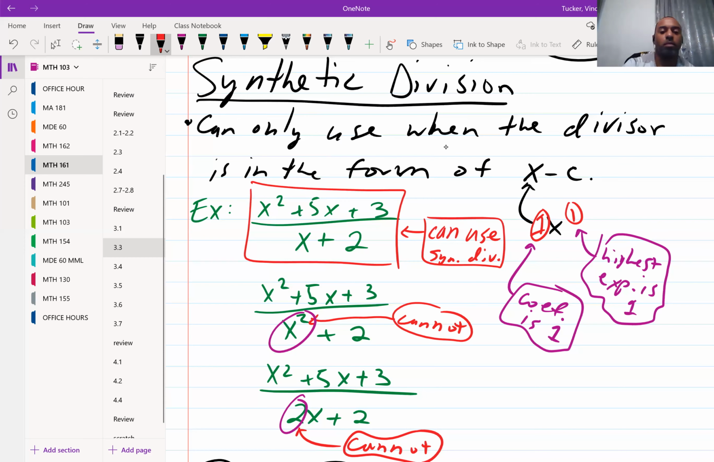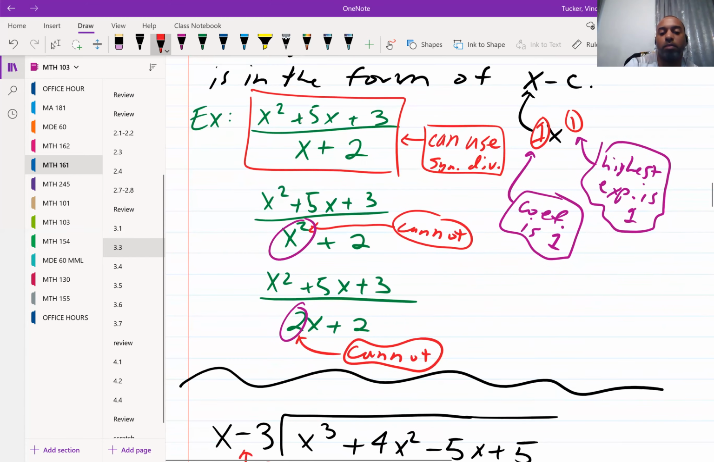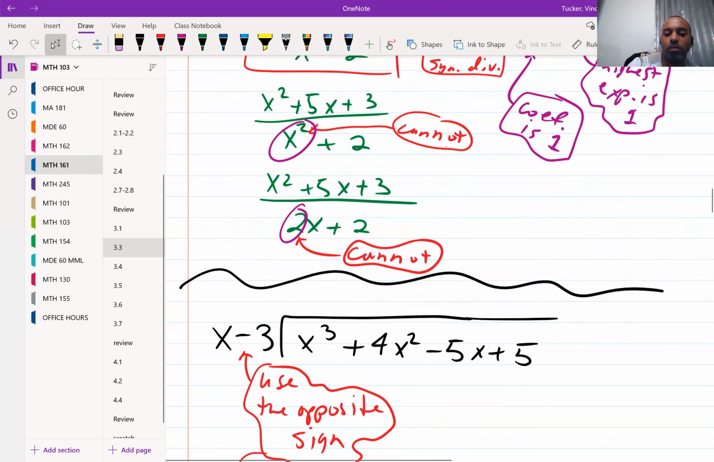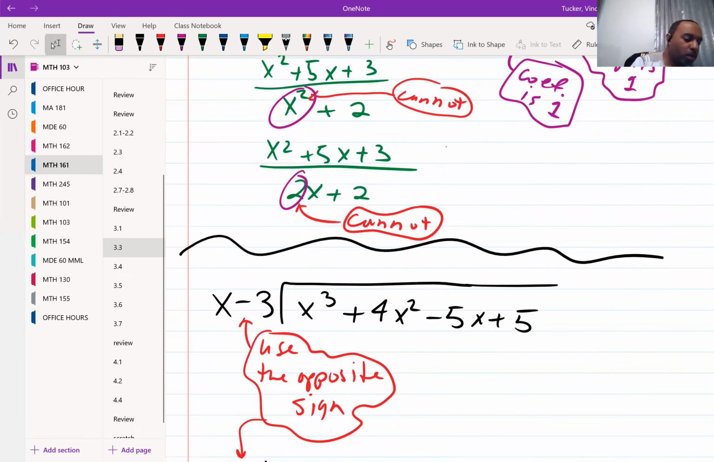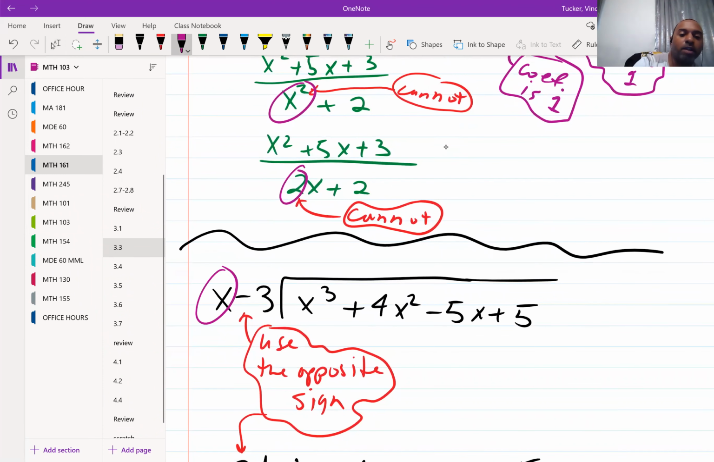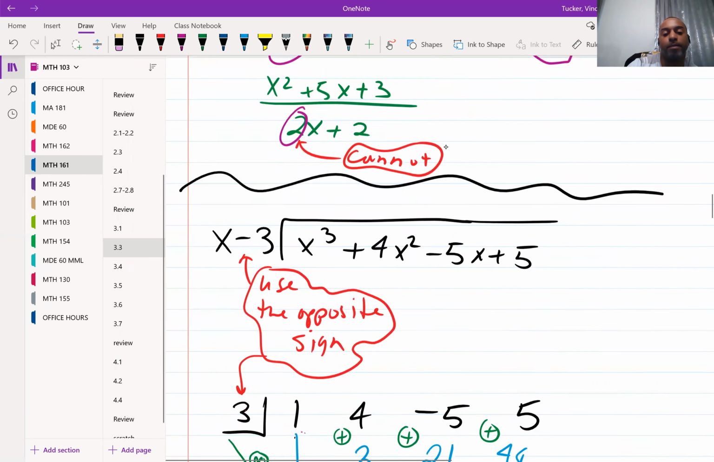All right. Let me scroll up. All right, so let's look at trying to use synthetic division. We have x minus 3, and we want to divide that into x cubed plus 4x squared minus 5x plus 5. So once again, synthetic division is an option because of our exponent and our coefficient of x. If there was anything else going on with x, then we would have to use long division, which is what we've done already. All right.